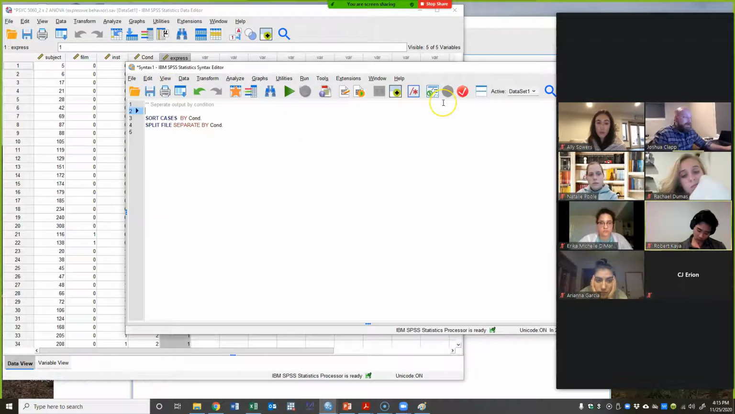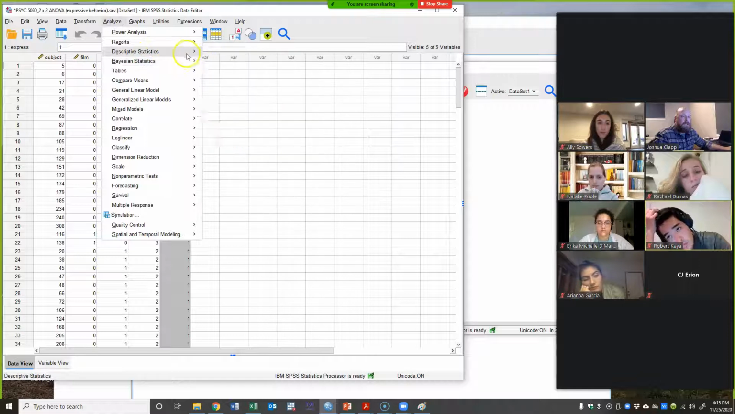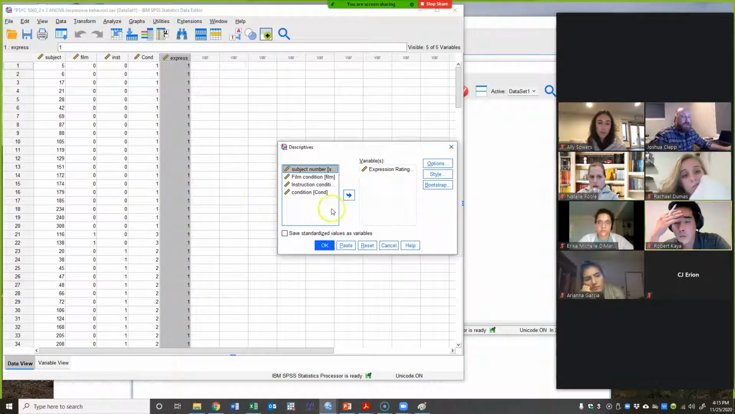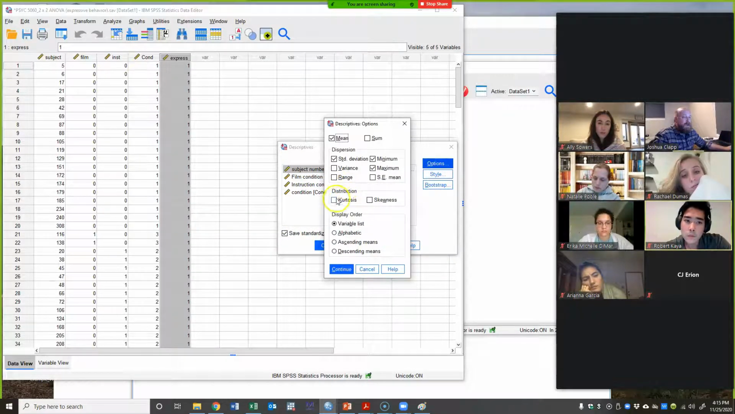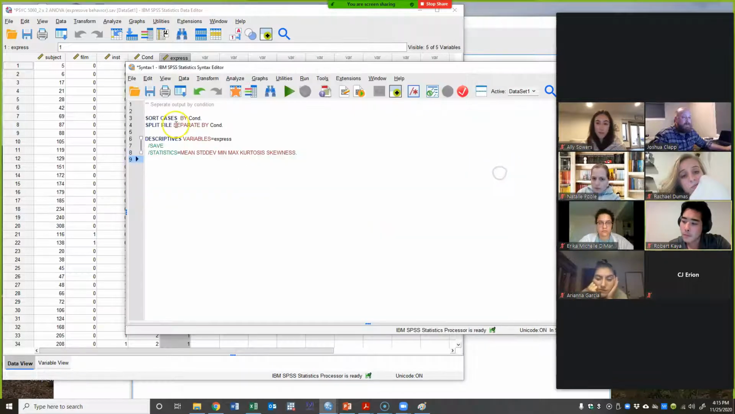Okay, and so what this is going to do is split my file up so that I'm looking separately at people by individual condition. Now I'm going to go to analyze, descriptives. I'm looking at my expression rating, but this time I'm going to save standardized variables. I'm going to options, ask for skew and kurtosis, hit continue there, and then go ahead and hit paste.